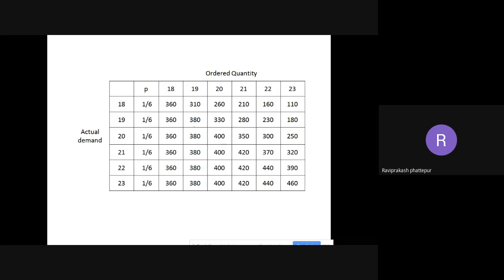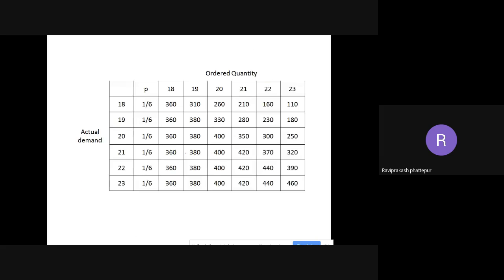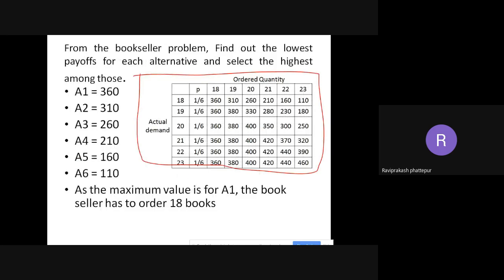Similarly, we have to calculate here as well. For 18, how much is it? He buys 18 at 80 rupees and sells at 100 rupees, so 18 into 100 minus 18 into 80, which is 360. We have written 360 here. This whole payoff matrix I have already put here for you. So what we need to do is first find the lowest for each alternative. First, A1.